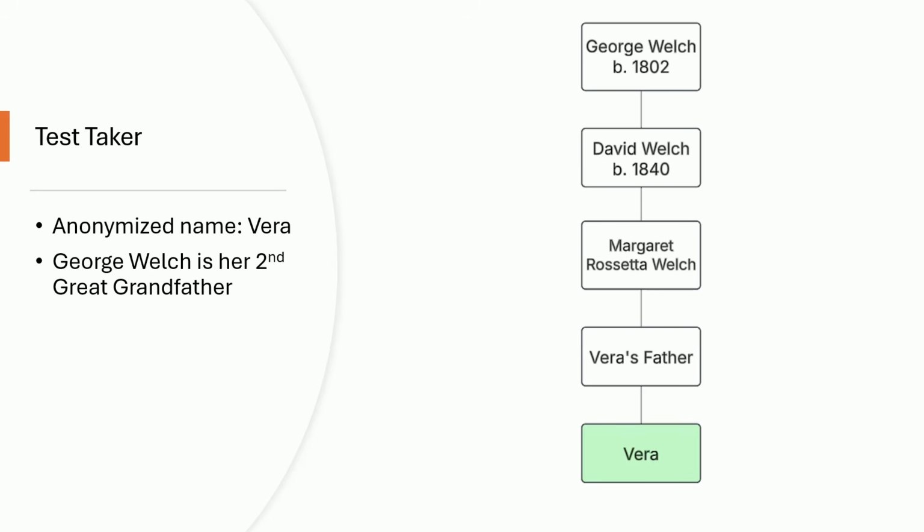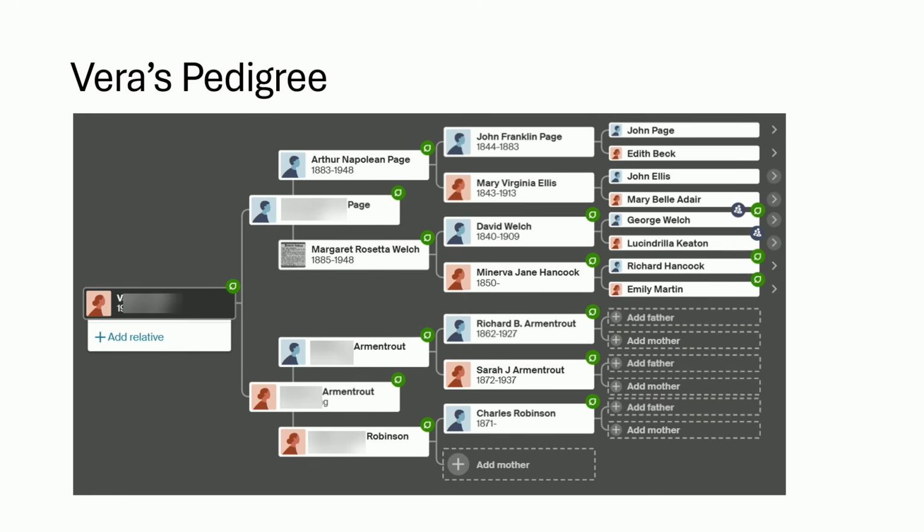So the test taker that I'm going to be using for this at Ancestry Custom Clusters is Vera, and George Welch is her second great-grandfather. Now it's also important to understand Vera's entire pedigree because we're going to be looking for a lot of common ancestral couples, and some of the matches are probably not going to be descended from George Welch.